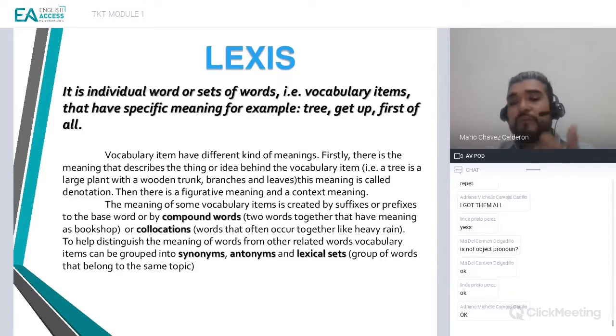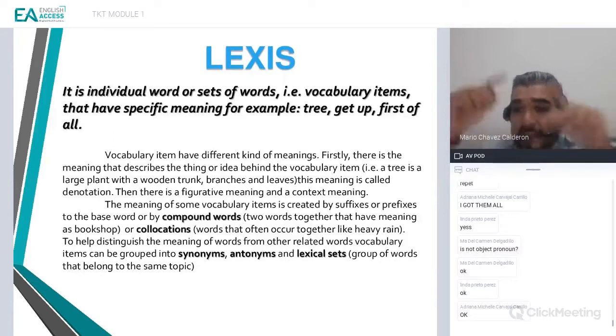Okay, the meaning of the word is called the denotation. Then there is a figurative meaning and a context meaning. Figurative meaning, for example, when you say family tree, it's not a tree that is from your family. No, it's figurative. It's a diagram with your family on it, but it's not literally a tree.